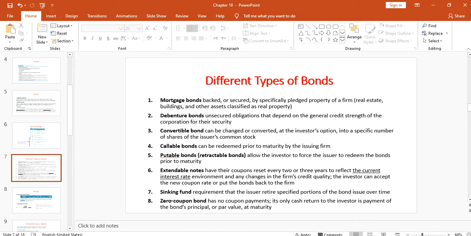So puttable bond is another one, but this time the investor wants to redeem the bond. The same as a callable bond, but the claim is from the investor. We have also extendable bonds or notes. A note is a bond but with a shorter maturity anyway.